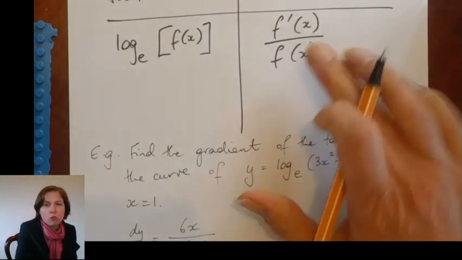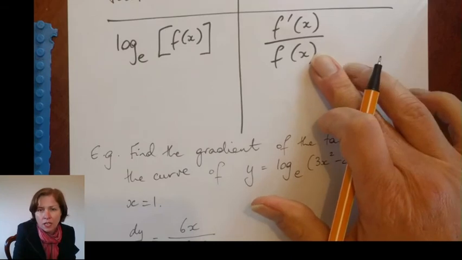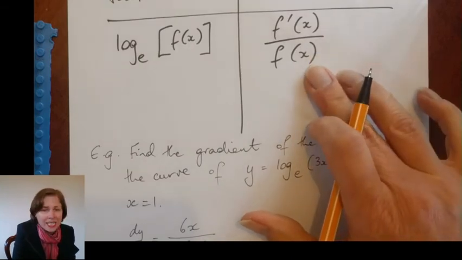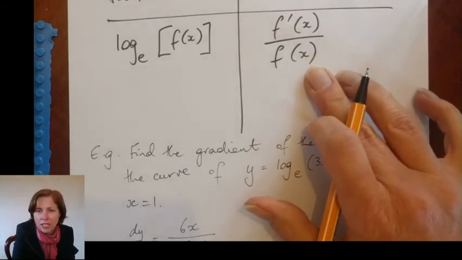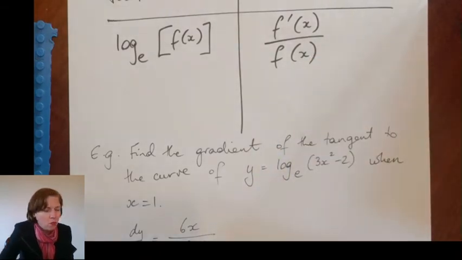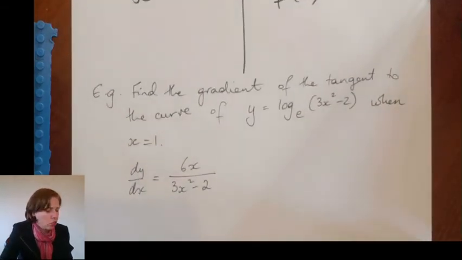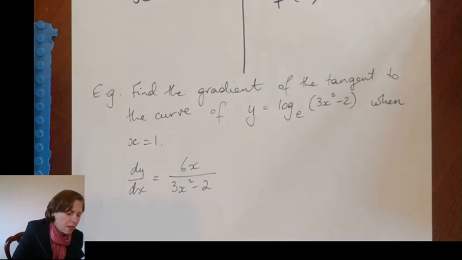As long as you've got your rule written down somewhere, these are not hard. Where people run into trouble is when they don't remember this rule, or can't find it, or don't use it. So you've got to find the right rule. 6x over 3x squared minus 2.